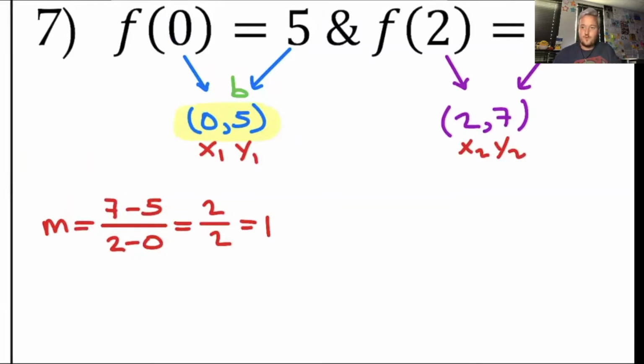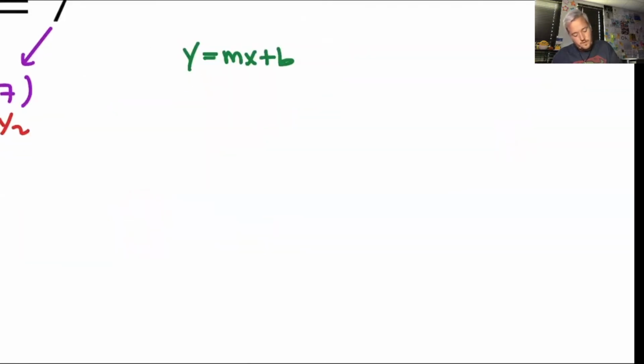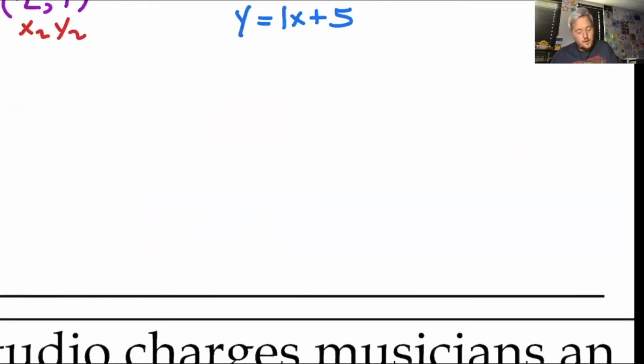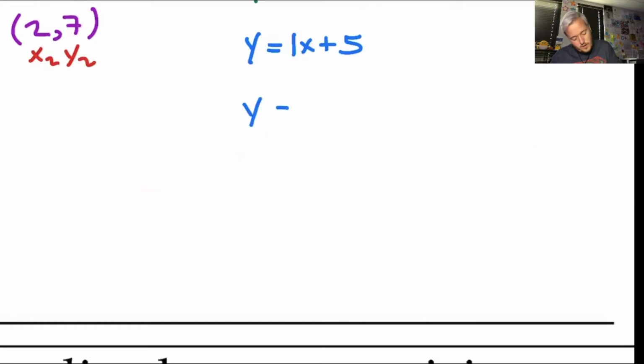So we can just go directly to the actual equation. We don't have to solve for b. So I'm going to plug in the b value and the slope. So I'm going to have y equals 1x plus 5. And as mentioned before, we don't have to write that 1. So our equation here is just y equals x plus 5.